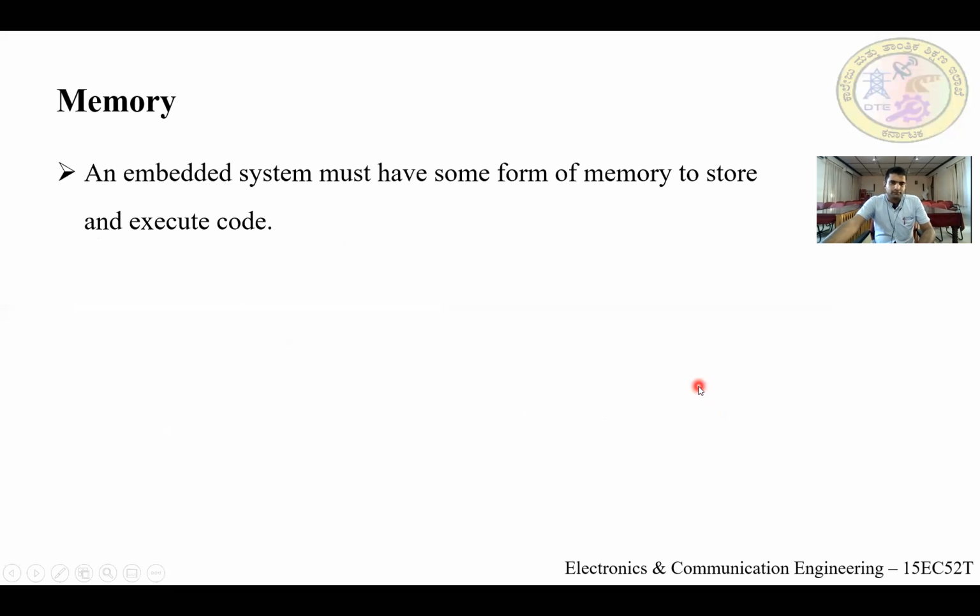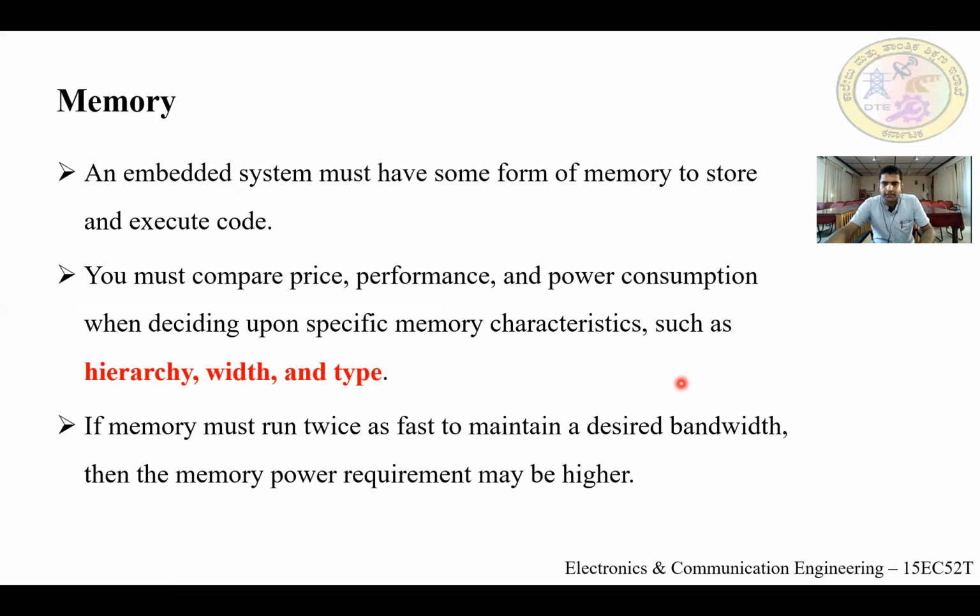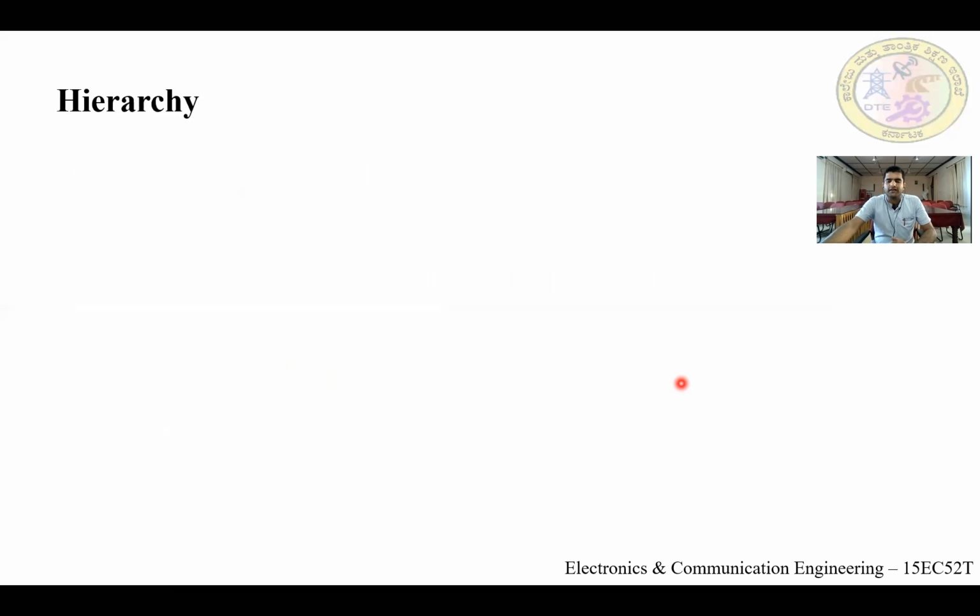Memory. An embedded system must have some form of memory to store and execute code or data. You must compare price, performance, and power consumption when deciding upon memory characteristics such as hierarchy, width, and type. If memory must run twice as fast to maintain the desired bandwidth, then the memory power requirement may be higher. First characteristic, that is hierarchy.